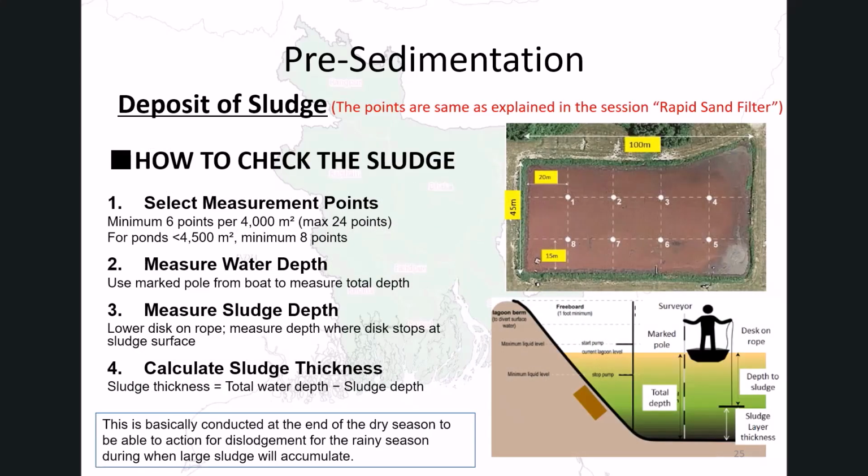This is showing you how to measure the sludge accumulated in the pre-sedimentation basin. First, select several measurement points across the pond, normally 6 to 24 points depending on its size. Next, measure the total water depth using a marked pole. Then lower a disc attached to a rope until it touches the sludge surface. The sludge thickness is simply the total depth minus the sludge depth. This measurement should be done toward the end of the dry season so that sludge removal can be planned before the rainy season.